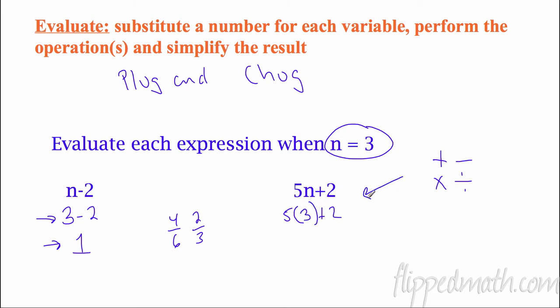Now, we're going to learn later in the video how to solve this using our order of operations. I can tell you right now, I'm going to multiply first. 5 times 3 is 15, plus 2 is 17. That is evaluating. I plugged it in, and I simplified the result all the way down.